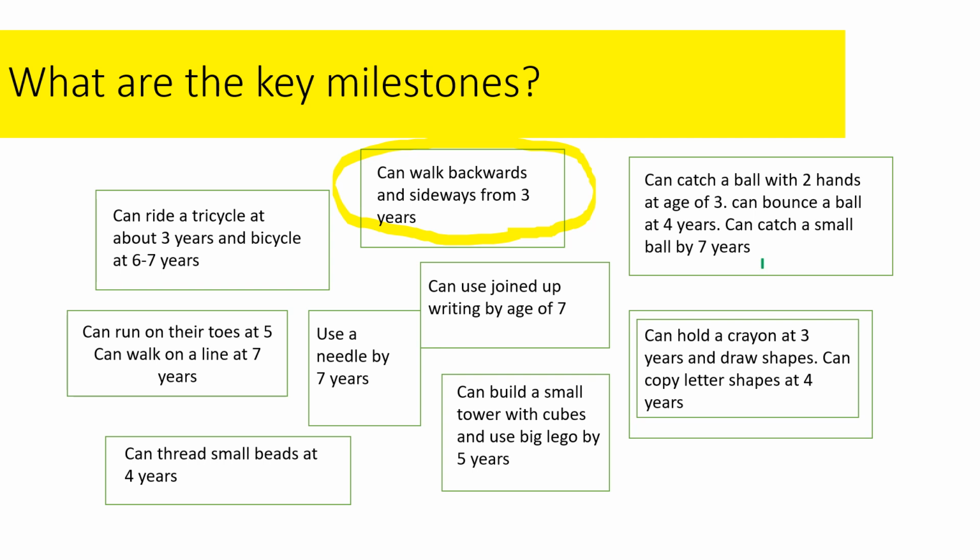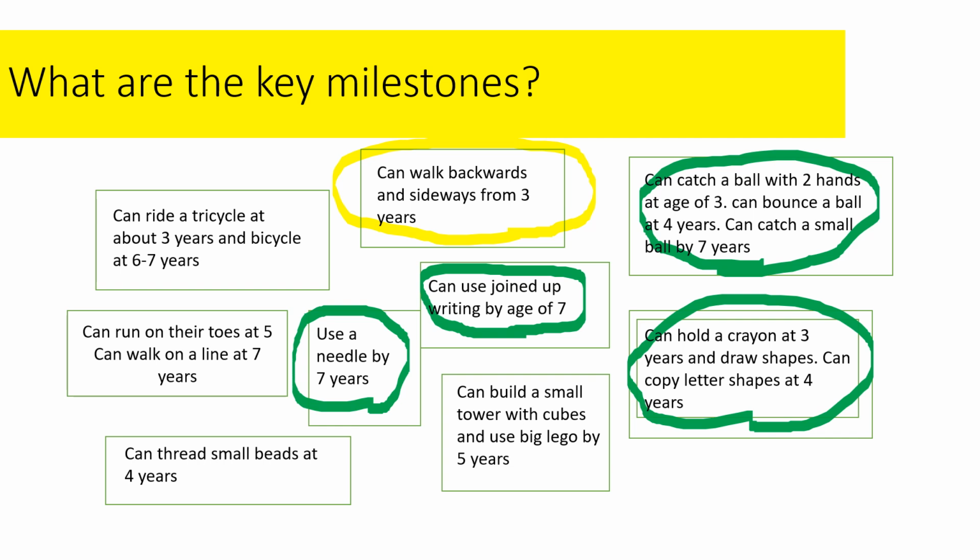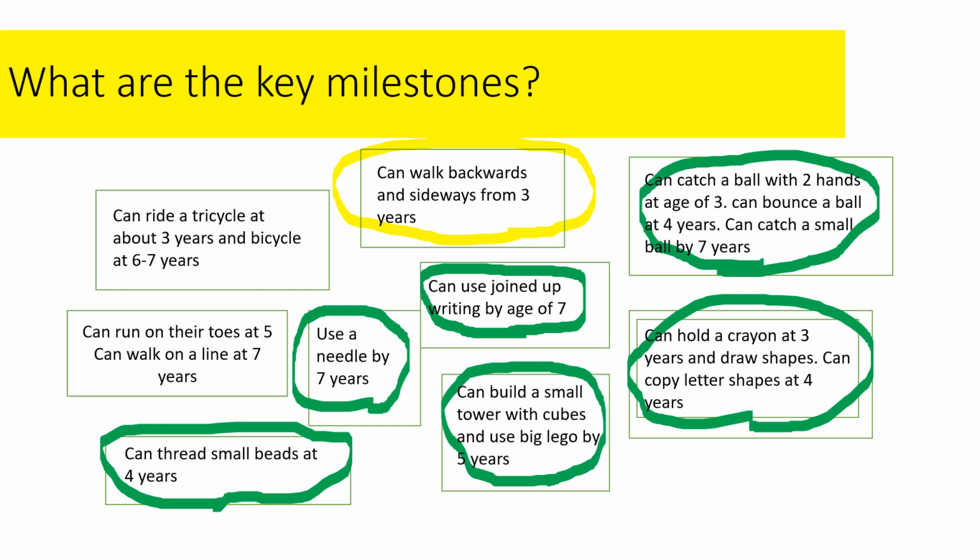Yep, you're right. Because it's using your hands and your fingers to catch them, that is fine motor skills. While we've got the green here, let's have a look at some other fine motor skills. So holding your crayon and copying letter shapes is a fine motor skill. Using joined up writing is a fine motor skill. Using a needle, that's actually a very developed fine motor skill, as is beginning to thread small beads. And building a small tower is a fine motor skill.